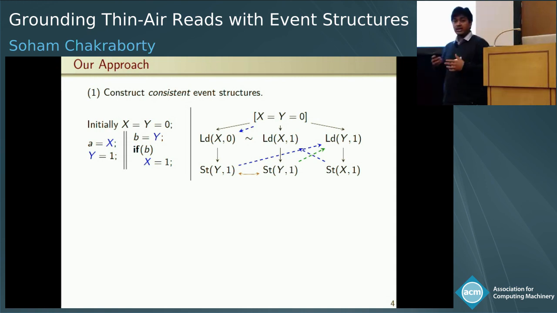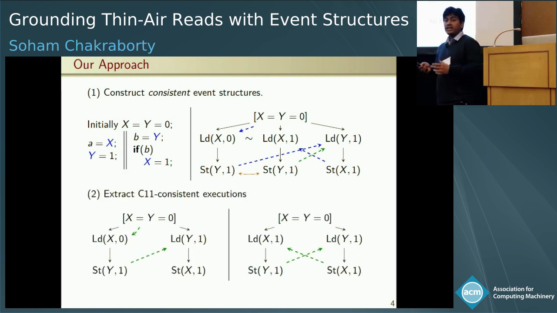When we come up with this event structure, we ensure that it is consistent based on certain axiomatic rules. And once we have such an event structure, in the next step we can extract executions from it. For example, for this given event structure, we can extract two executions. Then we check if the executions follow certain consistency guarantees, in this case, C11 consistency. Once we find the set of consistent executions extracted from the consistent event structure, the behaviors of these executions create the behavior of the entire program.